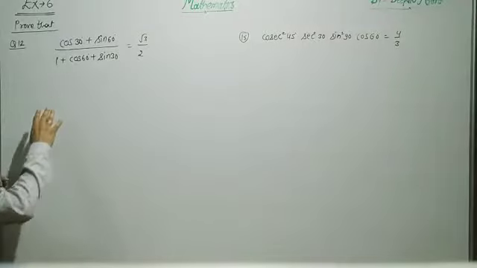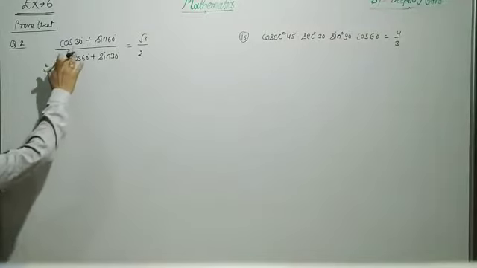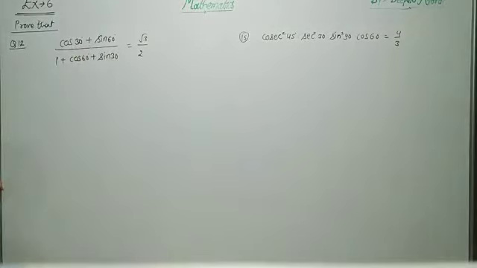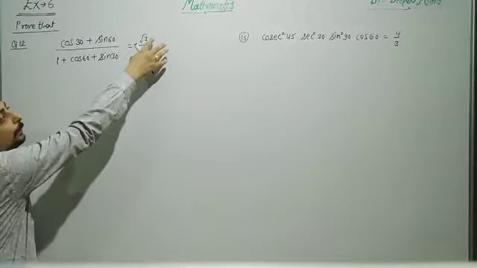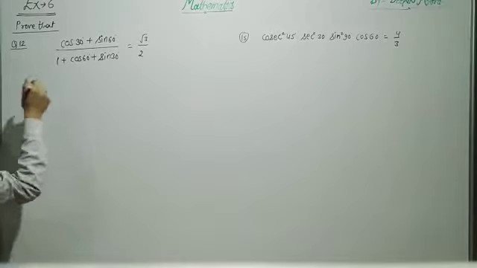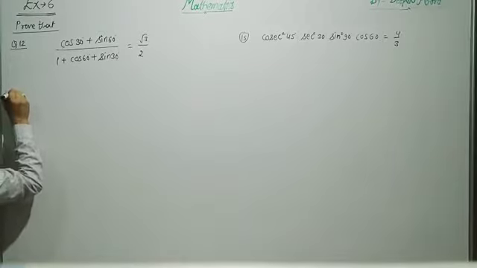We have taken another question. Question number 12: (cos 30 + sin 60) divided by (1 + cos 60 + sin 60) equals root 3 by 2. Then we have proved the value of root 3 by 2. We solve it by taking the LHS first.